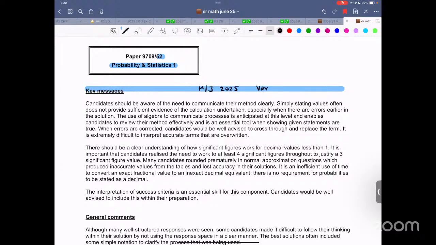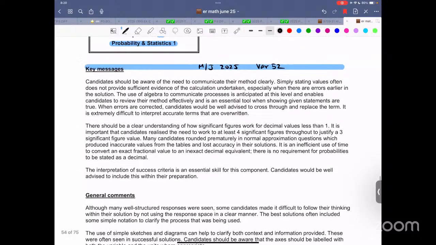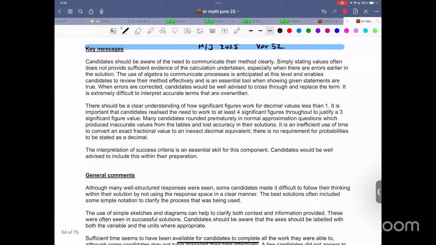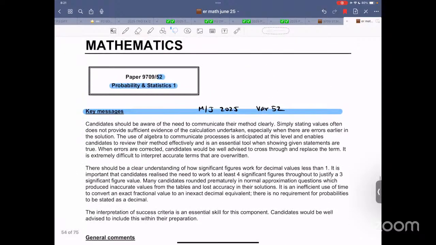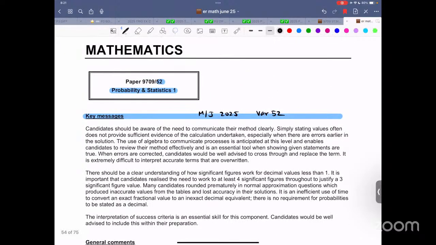2025 variant 5.2. Let me read from this examiner report also, because the wisdom that is over here needs to be applied, because otherwise don't expect a great result. Examiner reports, they are the most important things. So ER, the examiner's report, what they focus on, what they observe, what they talk about the common mistakes, what they talk about the successful scripts.